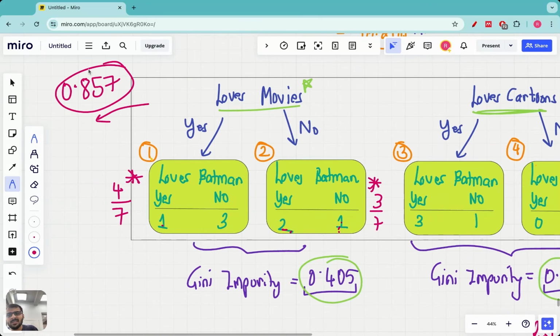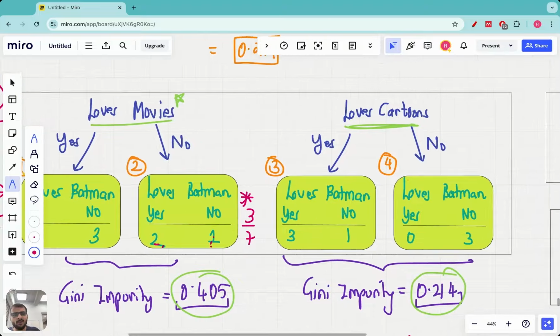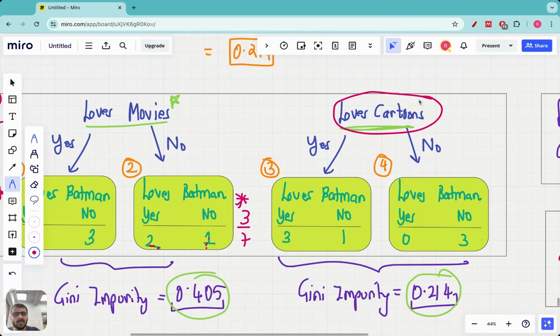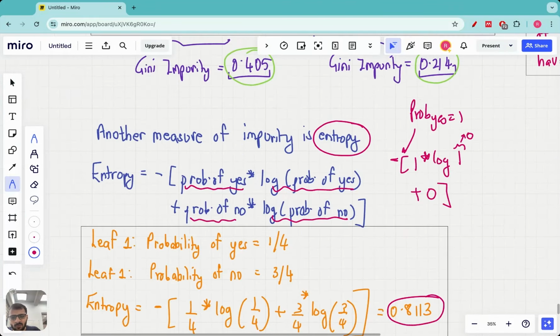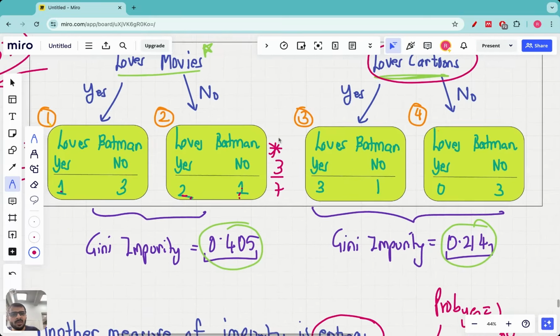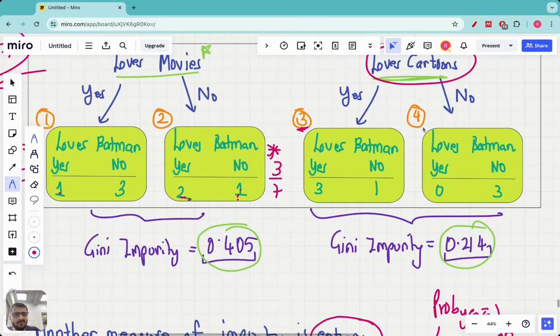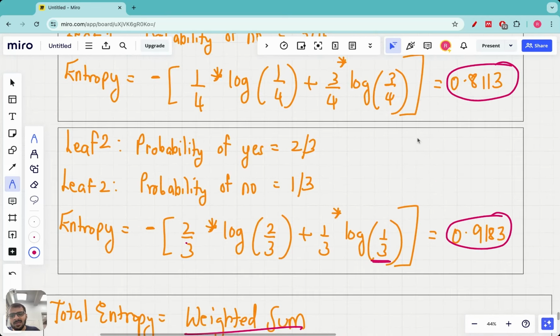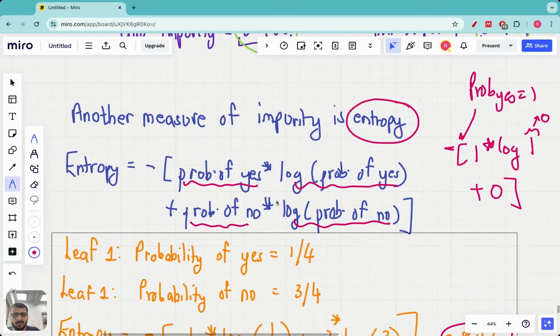As a homework assignment, I would really encourage all of you to find the entropy score for the loves cartoons question. If you have understood this, it's actually a very similar formula. You just have to look at leaf number 3 and leaf number 4 and look at the probability of yes and no in both of these leaves. Once you get that, you just apply this entropy formula and then take the weighted sum of both the leaves to find the total entropy of that question.